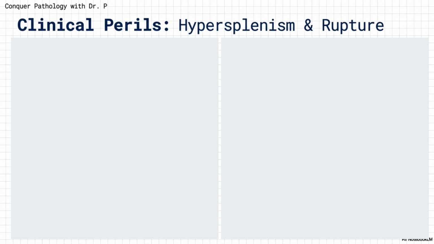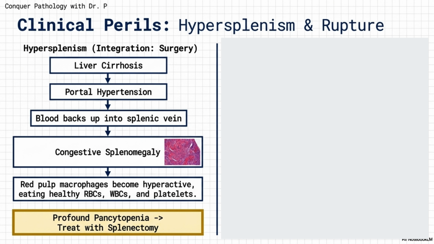This brings us to the clinical perils, hypersplenism and rupture. For hypersplenism, integrating with surgery, it begins with liver cirrhosis. This causes portal hypertension, leading to blood backing up into the splenic vein. The result is congestive splenomegaly, where red pulp macrophages become hyperactive, eating healthy RBCs, WBCs, and platelets. This creates profound pancytopenia, and we treat it with a splenectomy.